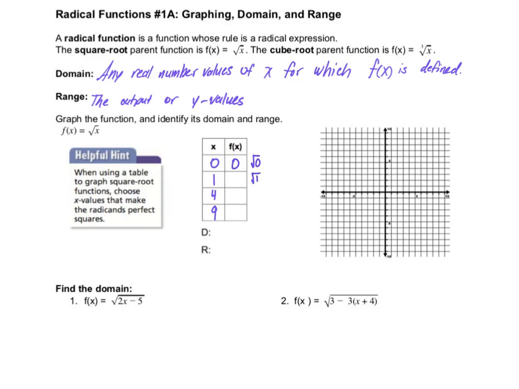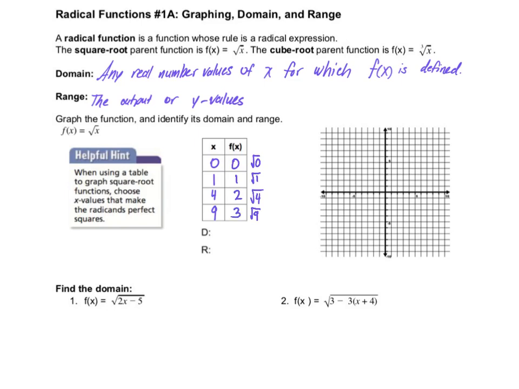The square root of 1, what number times itself equals 1? Well, that's 1. Square root of 4, what number times itself equals 4? That would be 2. And then I took the square root of 9, what number times itself equals 9? And that would be 3.